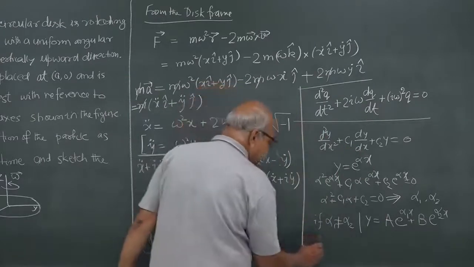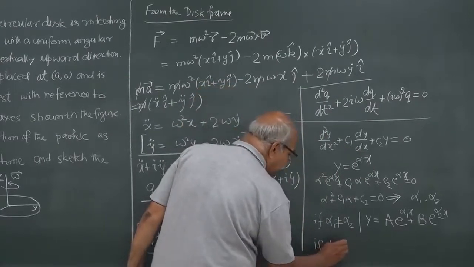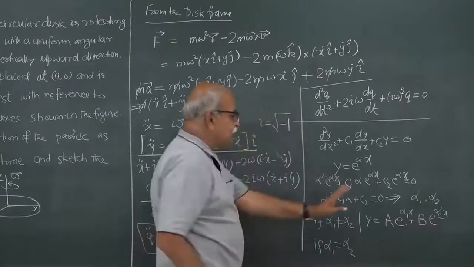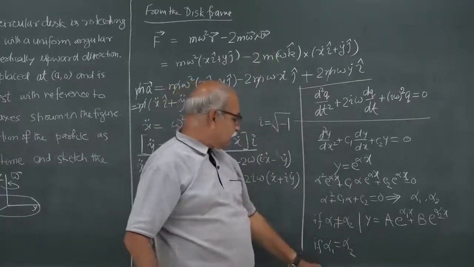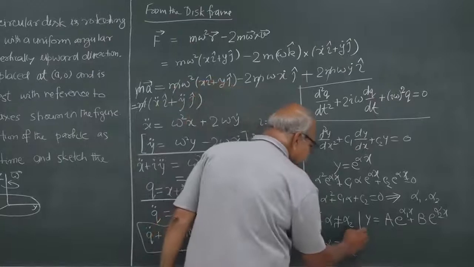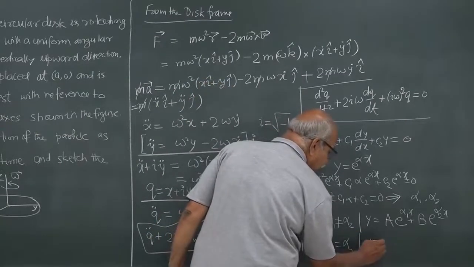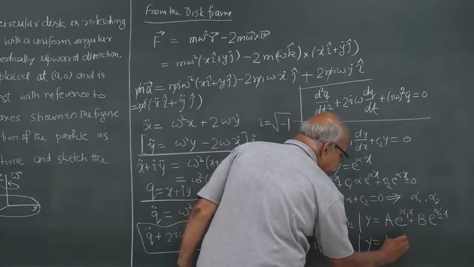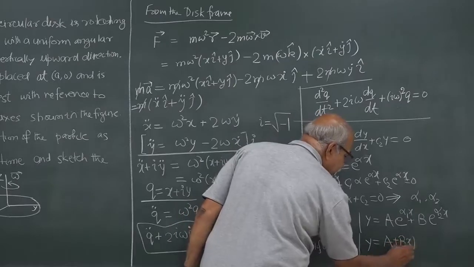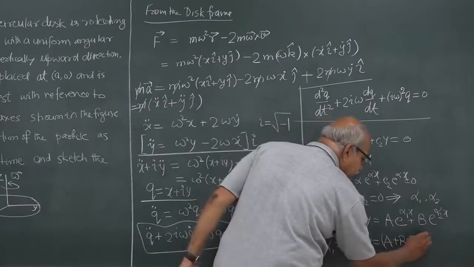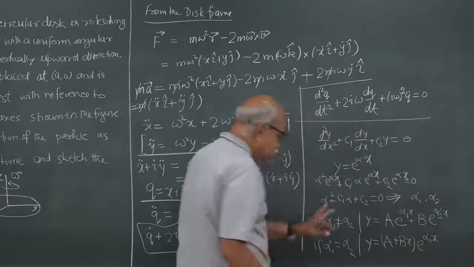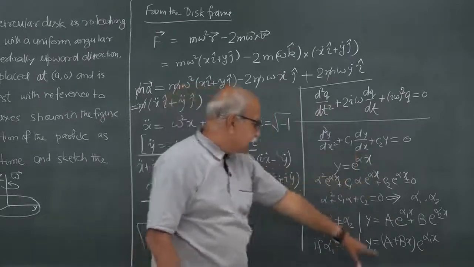But if alpha 1 is equal to alpha 2, that happens when your discriminant is 0 and all that. If that happens, then the rules are different. Then y is equal to a plus bx, and then e to the power alpha x, where alpha 1 is equal to alpha 2, so both are equal, any one you put here.